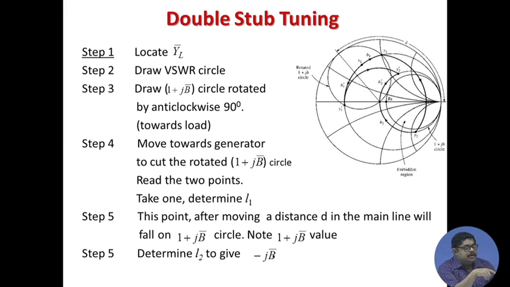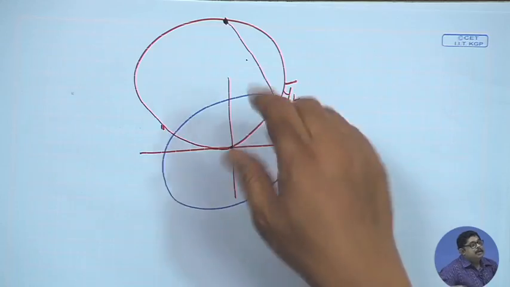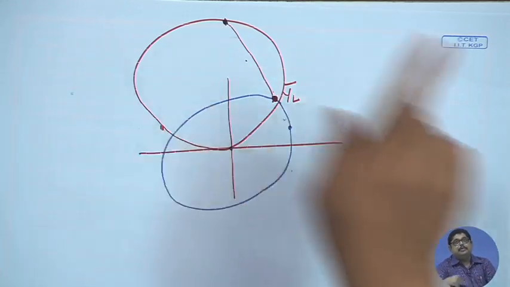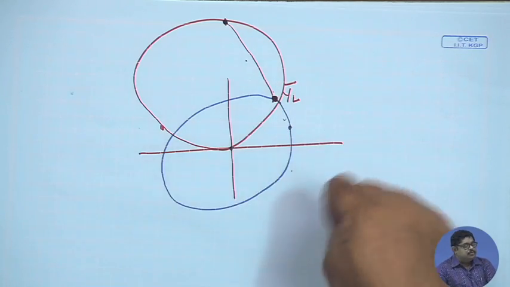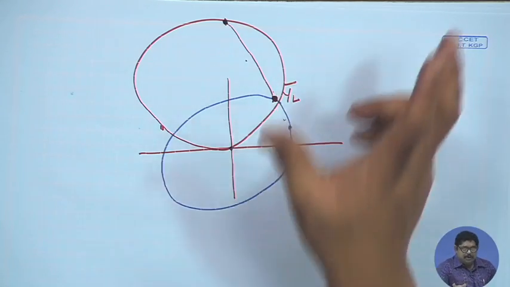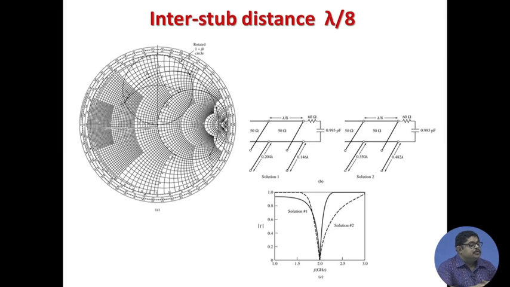This point, after moving a distance d in the main line, will fall on the 1 plus jB circle, note the 1 plus jB value. So, your second stub will be the compensation of this jB, that means that the susceptance will be minus jB. Depending on whether it is short or open, you find again from the Smith chart, if it is shorted, locate the short point, and from short you find out how much to go, so that I get a susceptance of minus jB. So, that you can get the L2. So, this is the inter-stub distance.